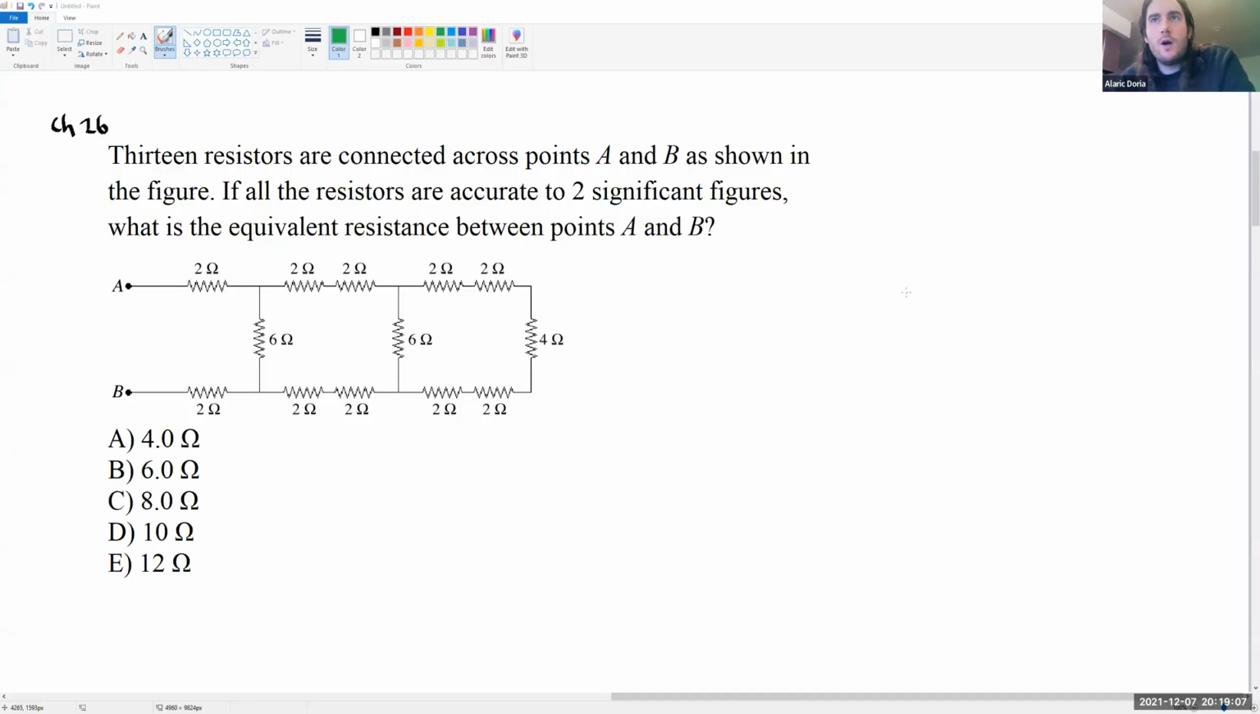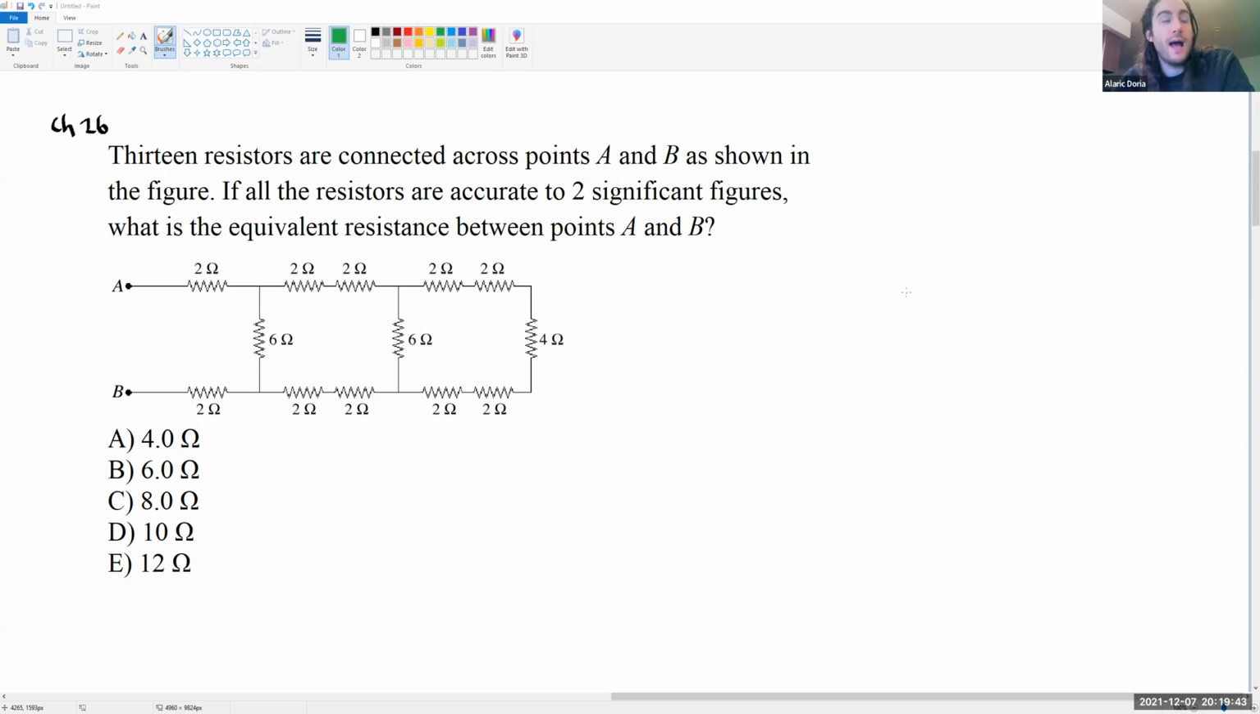All right, we're back with a calculation question out of chapter 26. 13 resistors are connected across points A and B as shown in the figure. If all the resistors are accurate to 2 significant figures, what is the equivalent resistance between points A and B? So we have a circuit diagram here in this figure. A lot of 2 ohm resistors here on the top and on the bottom, and we have a couple 6 ohm resistors in between, and then we have this 4 ohm resistor all the way on the end.